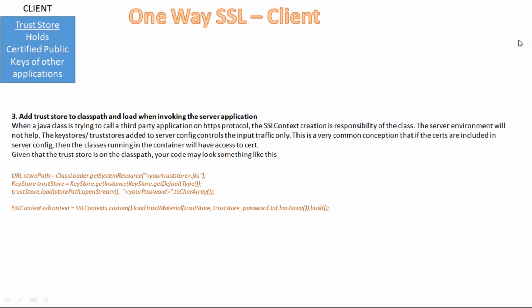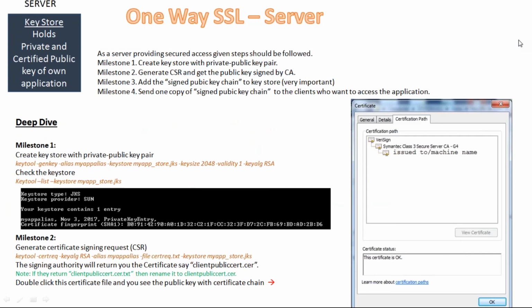You can see, use the class loader to trust your JKS file, and then you can load this trust material in the SSL context. Once your SSL context is ready, you are ready to make a call to the server. As we discussed, there are two parties while setting up the SSL.